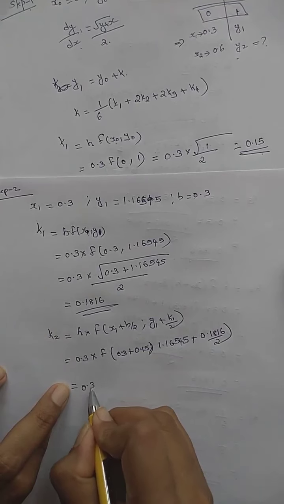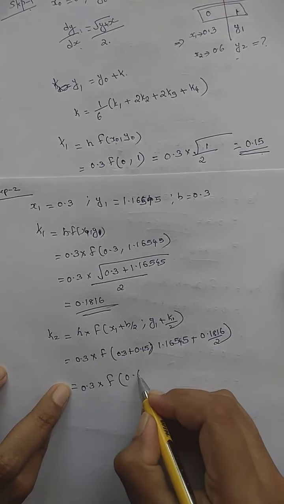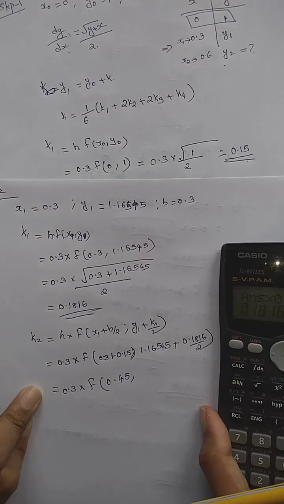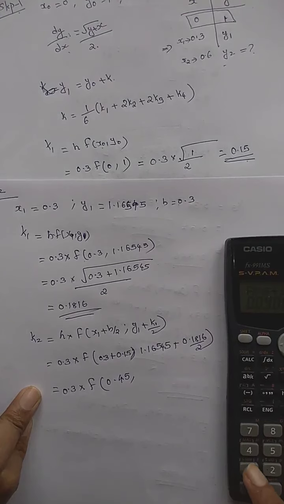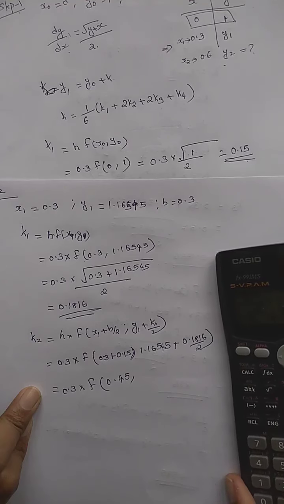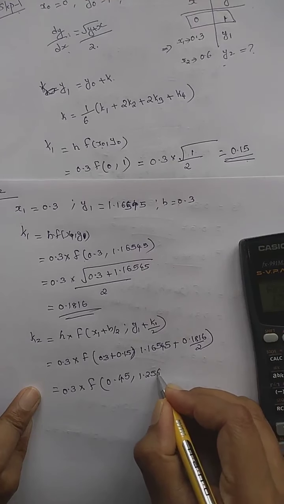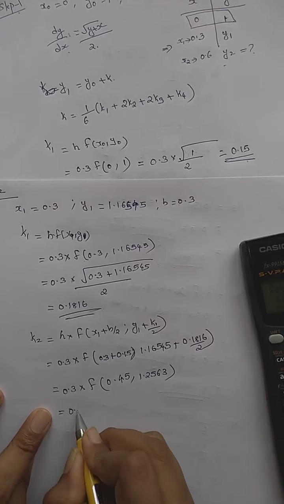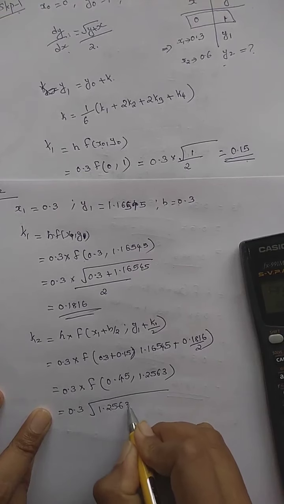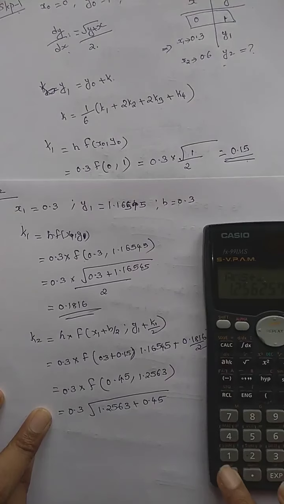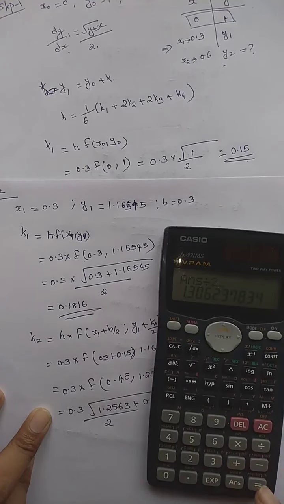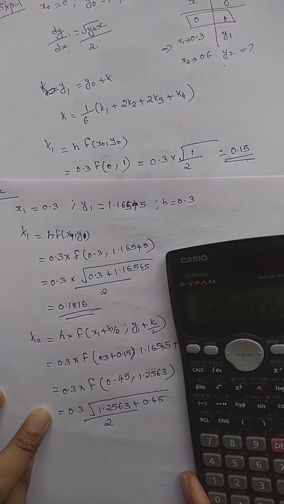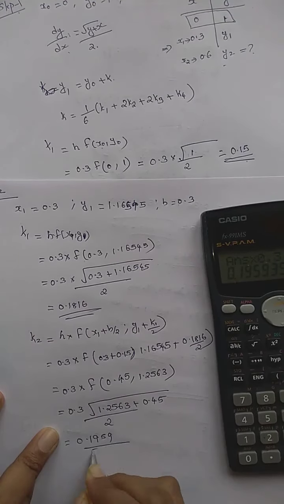This function we have to find out, that is 0.3 into function of 0.45 comma 0.1816 divided by 2, that value plus 1.16545, you will get it as 1.2563. Okay, so that is equal to 0.3 into root of 1.2563 plus 0.45. You will get a value, root answer divided by 2, into 0.3. That value is 0.1959. You got the value for K2.